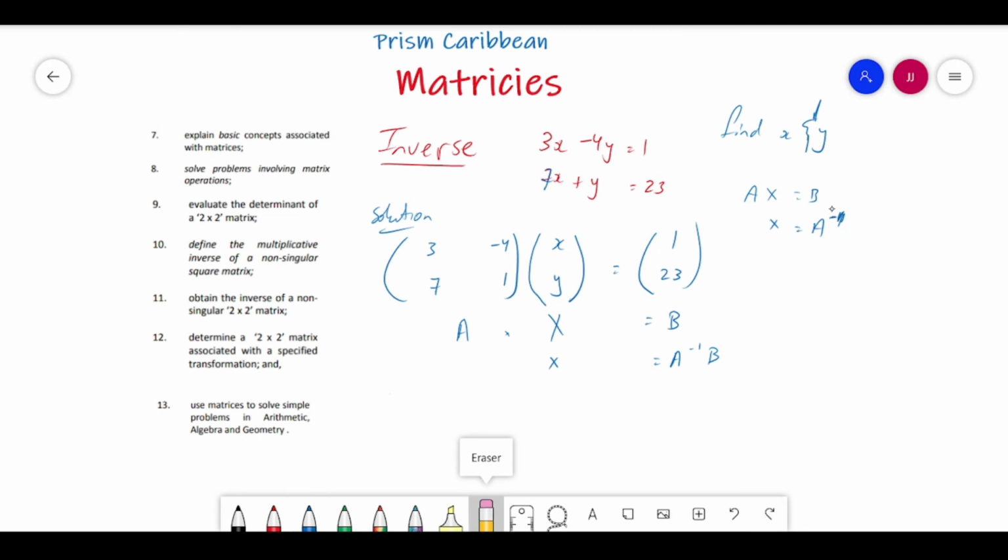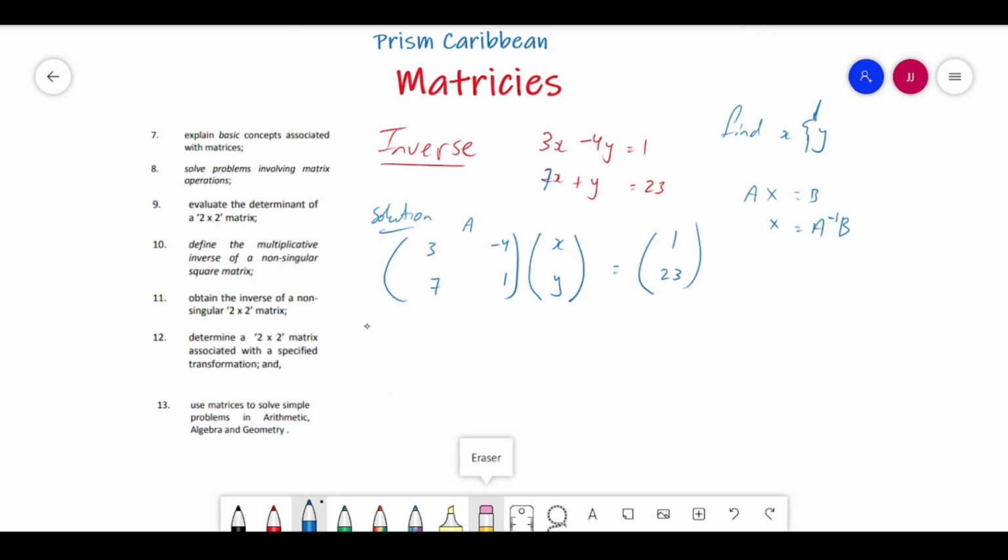So x is equal to A inverse by b, right? And simple. So in this case, what it says is that first we find the inverse of A, and what we get for the answer there, we multiply it by the matrix B, right? So first let's find the inverse of A.